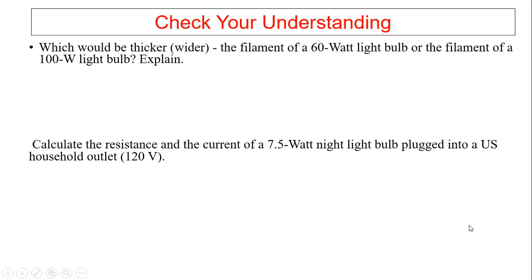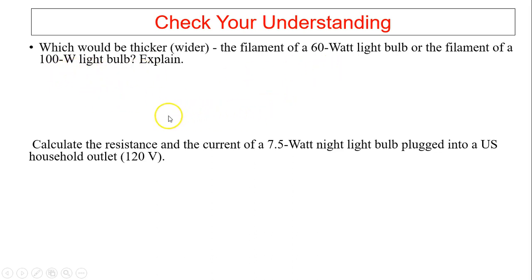Let's take a look at a check your understanding. Which would be thicker or wider: the filament of a 60-watt light bulb or the filament of a 100-watt light bulb? Explain. Basically, remember, the wider the wire, the lower the resistance. So which one has a lower resistance? Which one has more power? Obviously, 100 watts has more power.